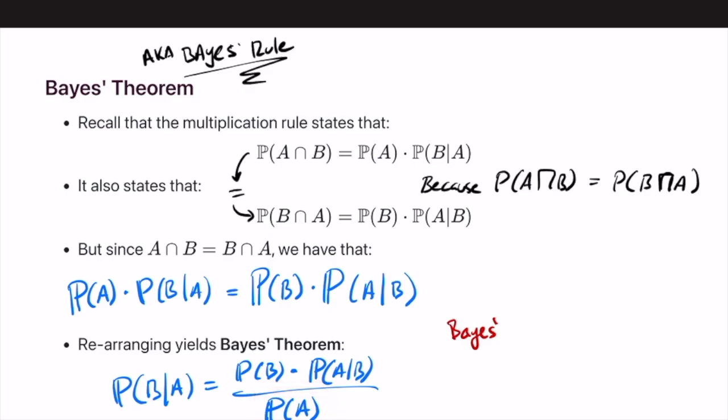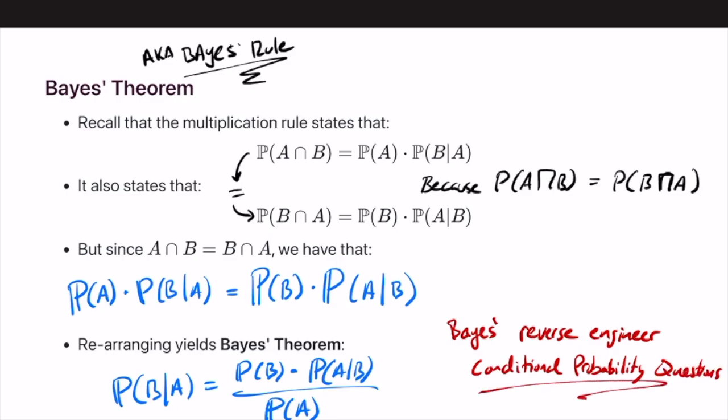So Bayes allows us to sort of reverse engineer conditional probability questions. Okay.